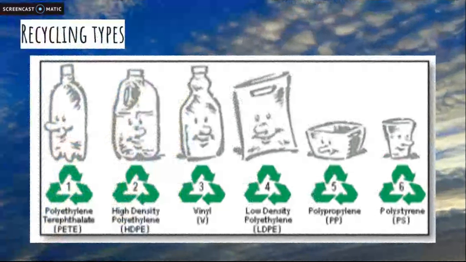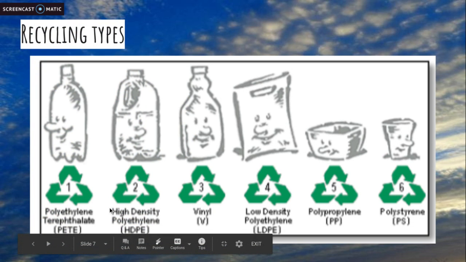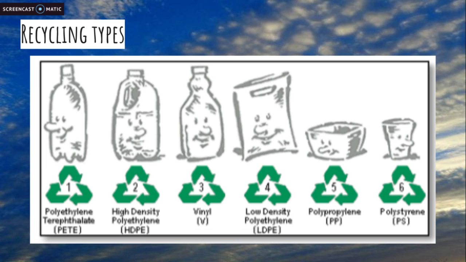Number 2 is high density polyethylene, HDPE. 3 is vinyl, V. And number 4 is low density polyethylene, LDPE. 5 is polypropylene, PP. And number 6 is polystyrene. Sometimes that can't be recycled. That's PS.